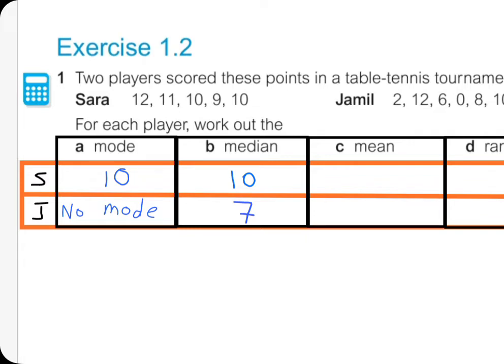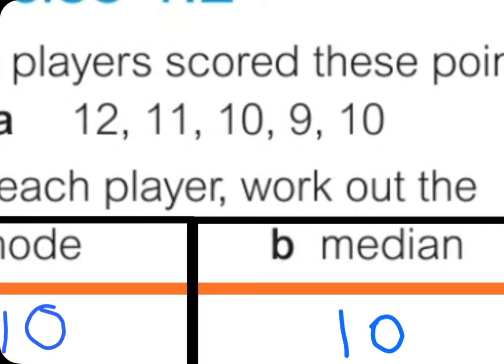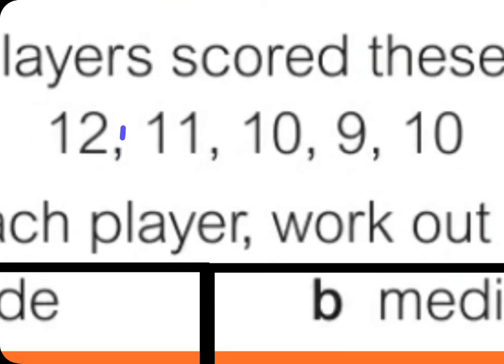Now let's add Sarah's data together first here. We have 12 plus 11 plus 10, 9 and 10 equals what? Let's do it together. So we add this together here. Twelve plus 11 equals, very good, 23. Plus 10, 33. Plus 9, very good, 42. Plus 10, it's 52, right?